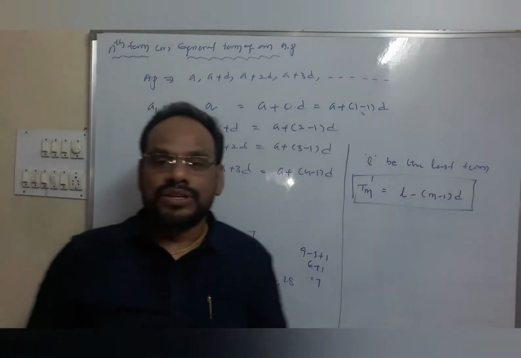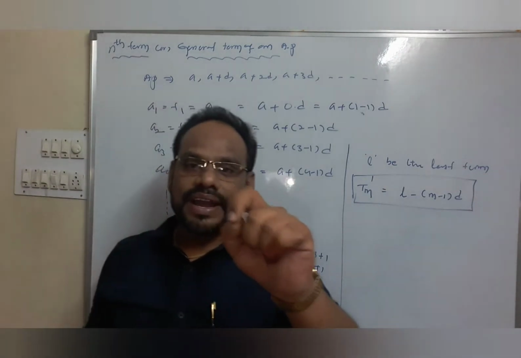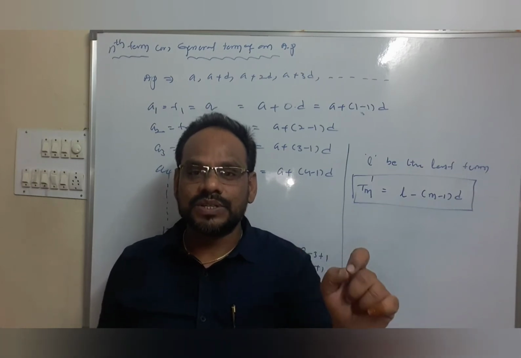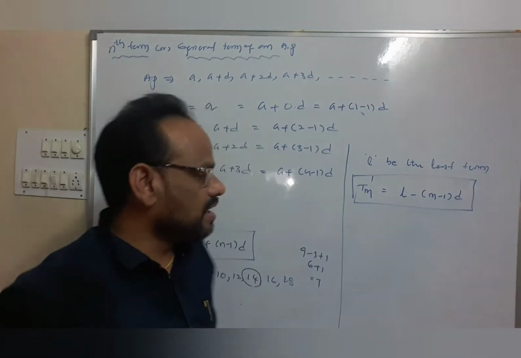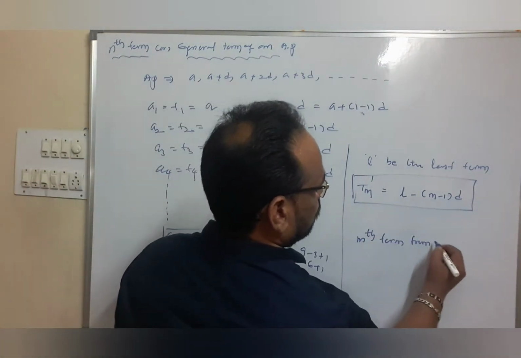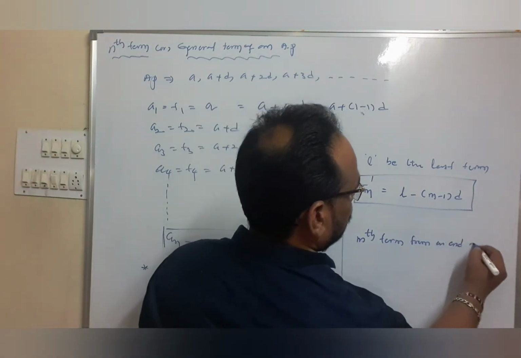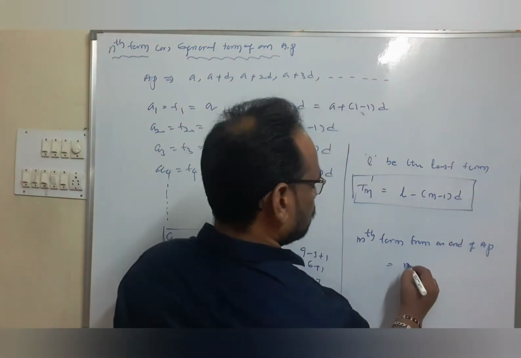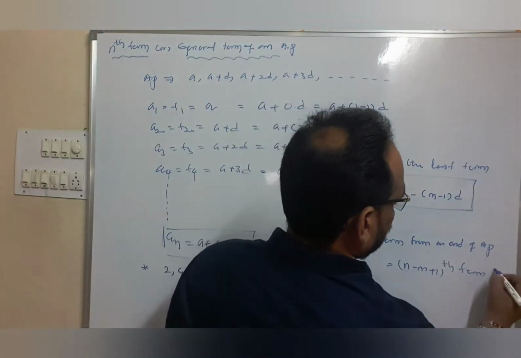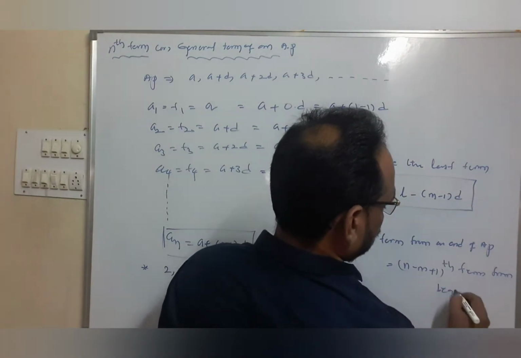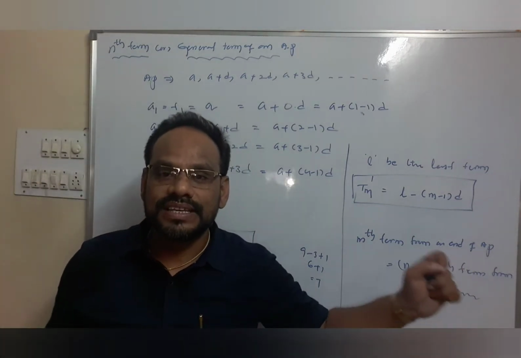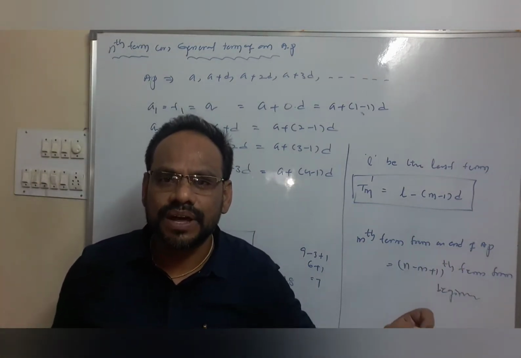Both are the same. So the mth term from the end of an AP is equal to the n minus m plus 1th term from the beginning.